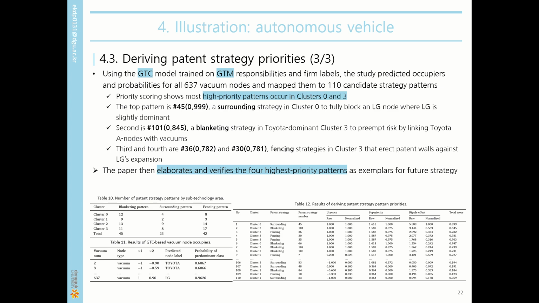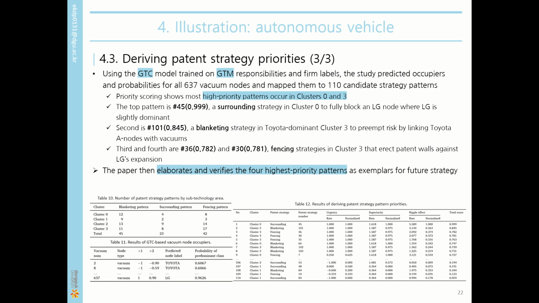Priority scoring shows that most high priority patterns occur in clusters 0 and 3. The top result is pattern 45, a surrounding strategy in cluster 0 that fully blocks an LG node where LG is slightly dominant. The second is pattern 101, a blanketing strategy in Toyota-dominant cluster 3 that links Toyota A nodes with vacuum nodes to preempt risk.